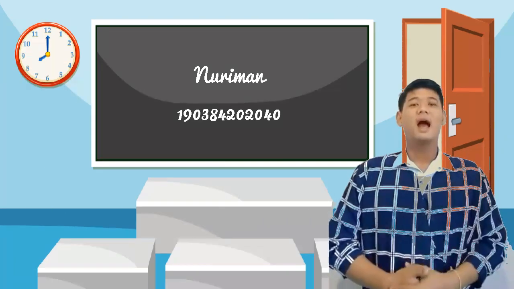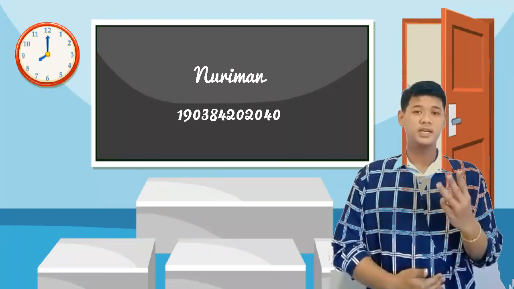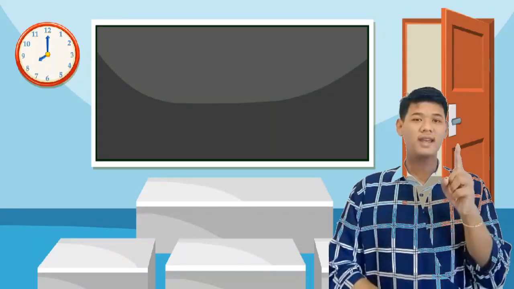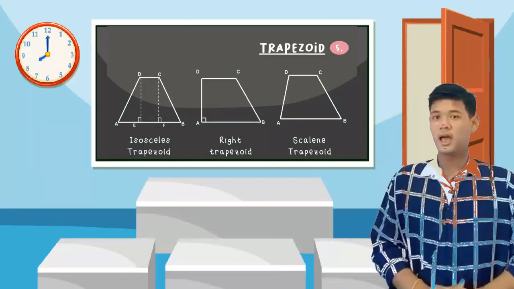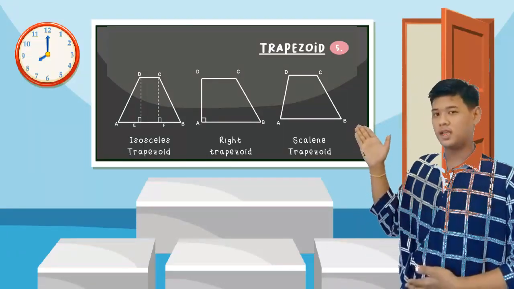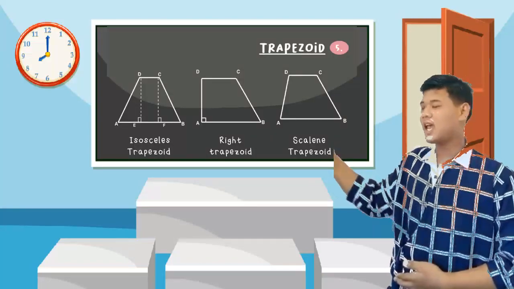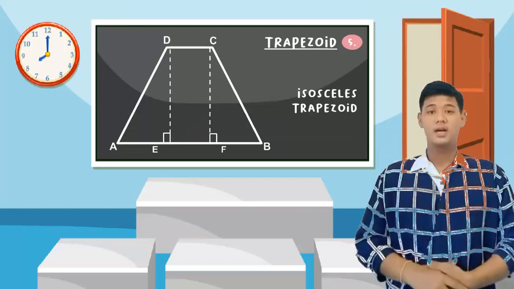Hello everyone, I'm Nuriman as speaker 3, and I want to explain to you about trapezoid, kite, and rhombus. So, 1. Trapezoid. There are three kinds of trapezoid: 1. Isosceles trapezoid, 2. Right trapezoid, and 3. Scalene trapezoid. So, 1. Isosceles trapezoid.